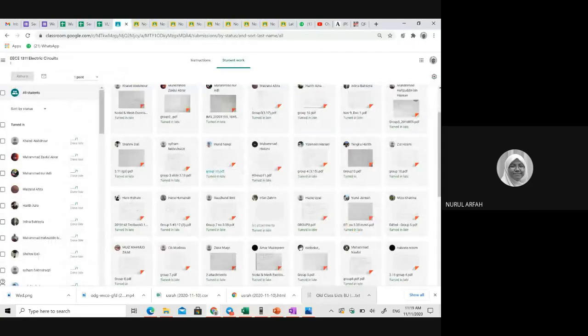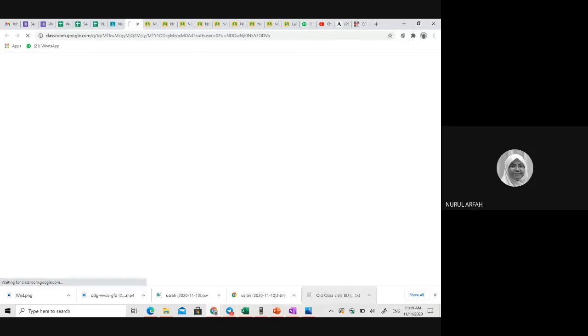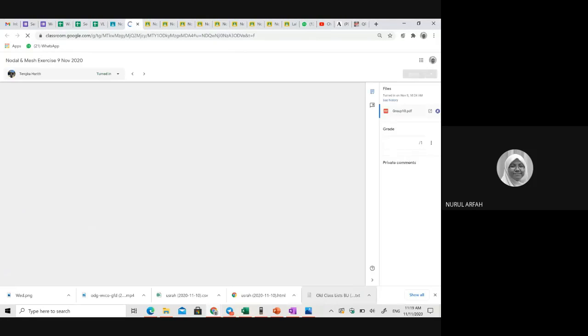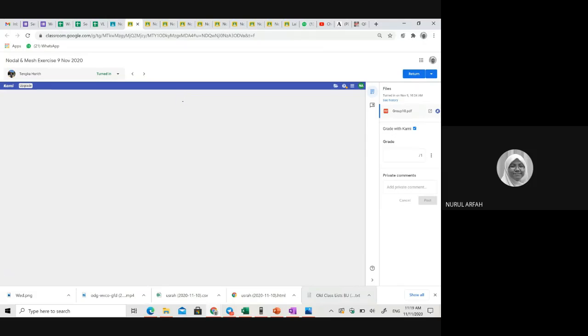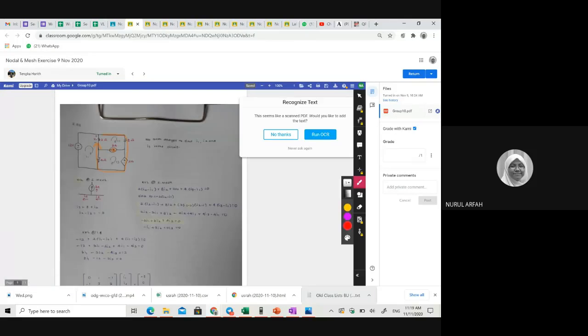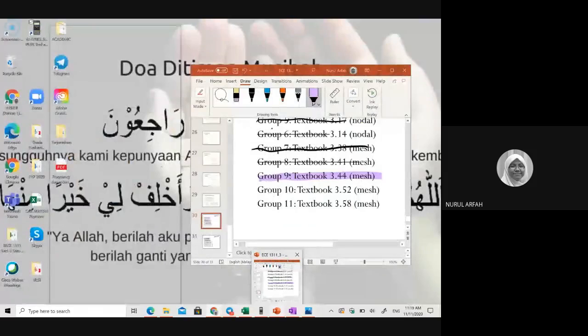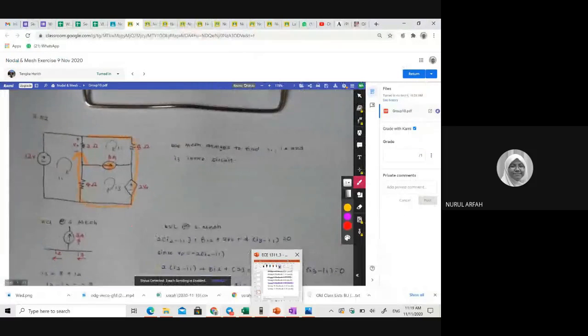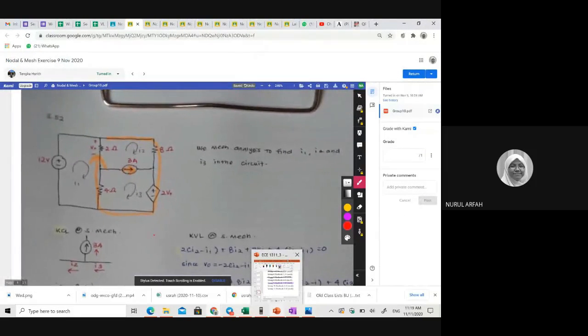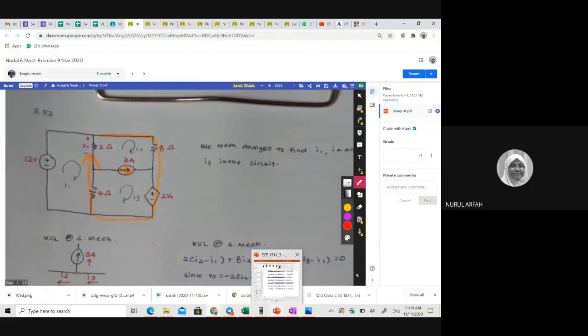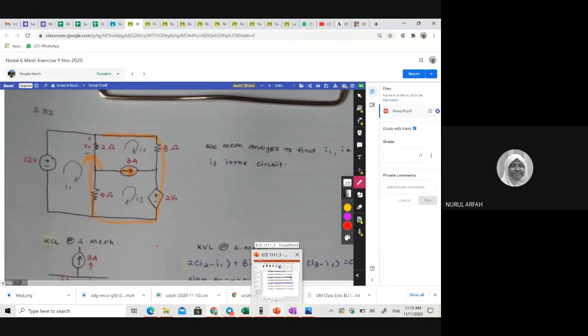It's quite difficult to analyze your figure, your paper if you don't have a figure. Okay, one is missing. Okay, let's see, mesh. Do we have a super mesh here? We use mesh analysis to find I1, I2, and I3. Yes, because the current source is in the middle. And then you have all loops there. So you will get full marks here.